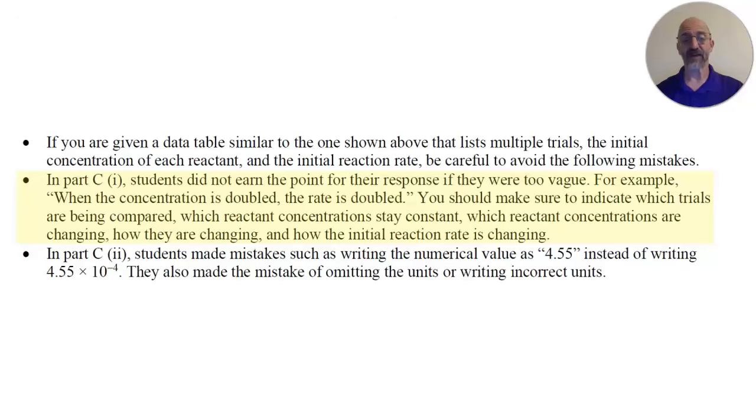So be specific. And then another kind of careless error was that the rate constant was 4.55 times 10 to the negative 4, and so students just wrote down the 4.55 part. They forgot the times 10 to the negative 4, and they also made the mistake of either omitting the units for the rate constant or they wrote incorrect units.